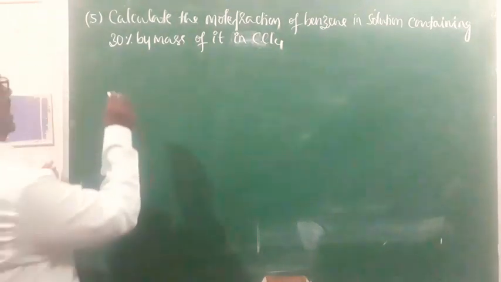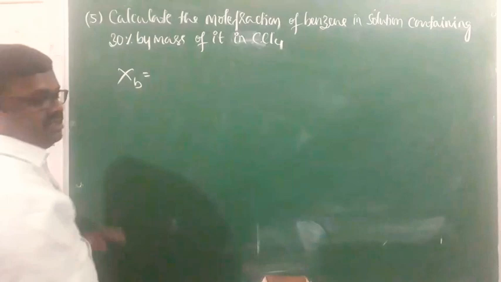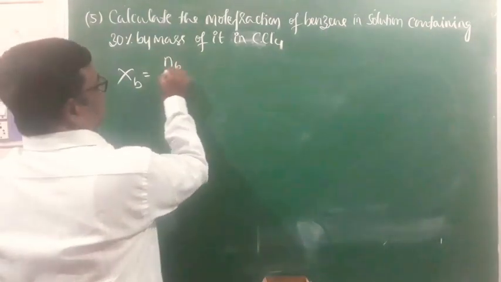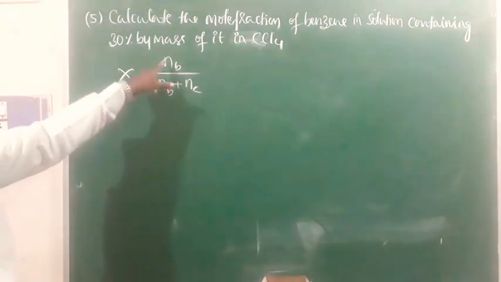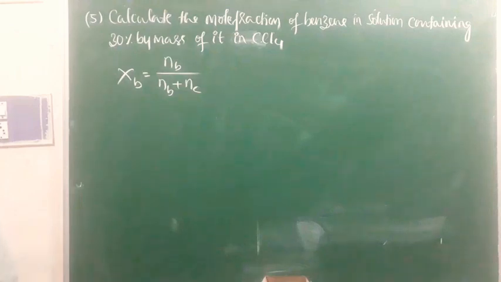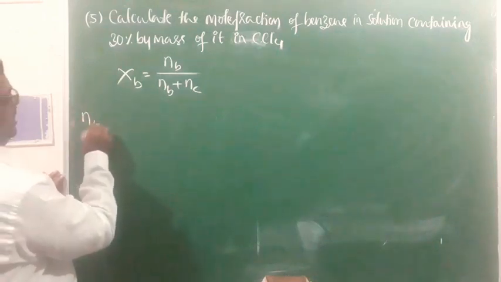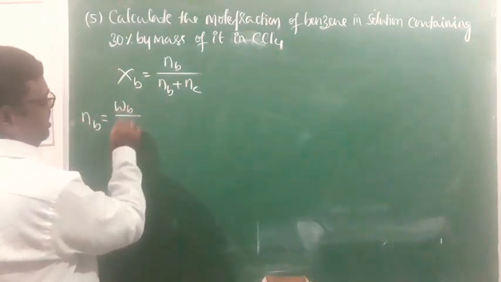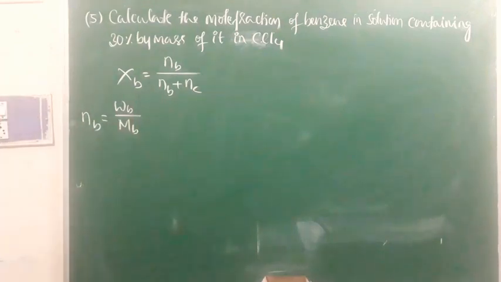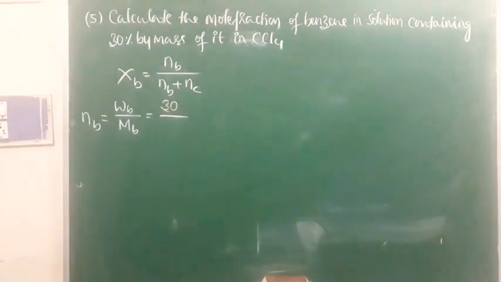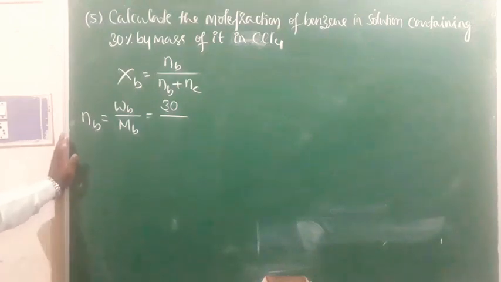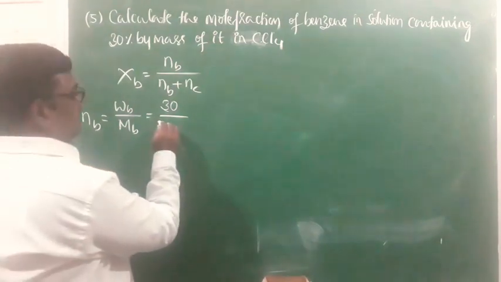Write mole fraction of benzene XB equals number of moles of benzene divided by total number of moles, that is NB plus NC, number of moles of benzene and number of moles of CCl4, or N2 divided by N1 plus N2. That is the mole fraction. What is NB? That is mass of benzene divided by molecular mass of benzene. Mass of benzene is 30 grams, since it is 30%. If benzene is 30 grams, then 70 grams will be CCl4.